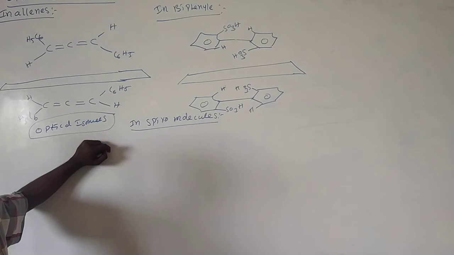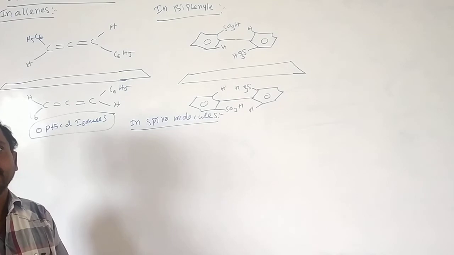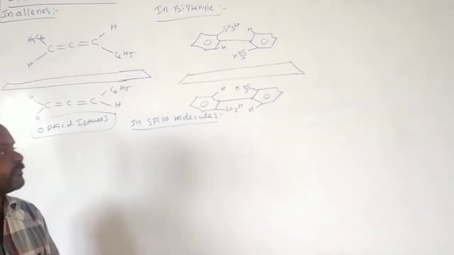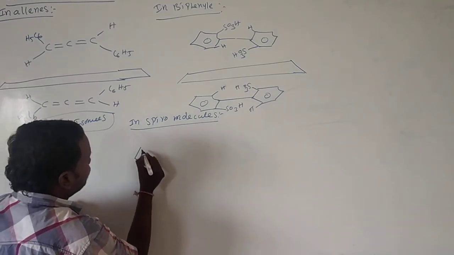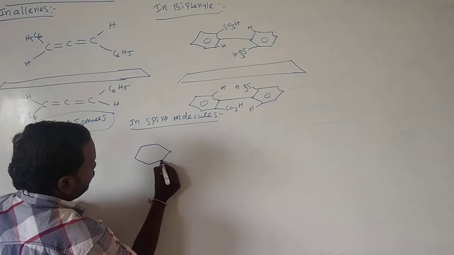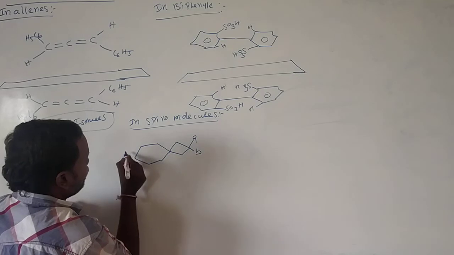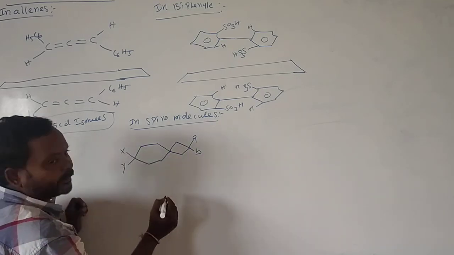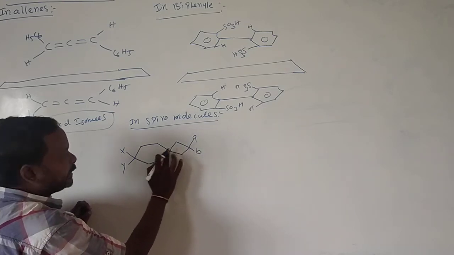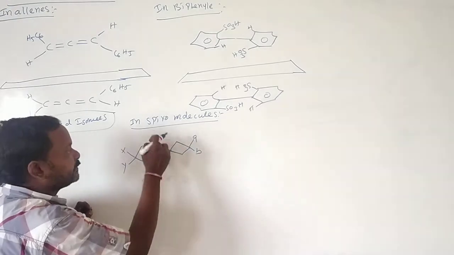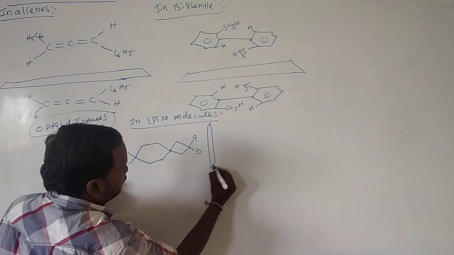Okay, the cycloalkanes which are connected through one carbon atom, we call spiro molecules. Here I am taking one spiro molecule. This we call a spiro molecule. These two are the cycloalkanes, 1, 2. These two cycloalkanes are connected at one position, then we call it a spiro molecule. Okay, this spiro molecule has a mirror image with another spiro molecule.